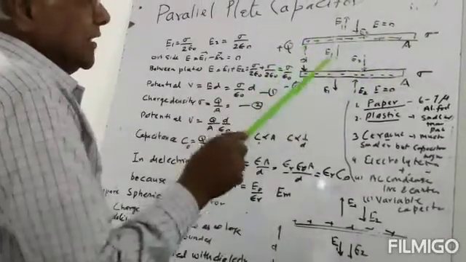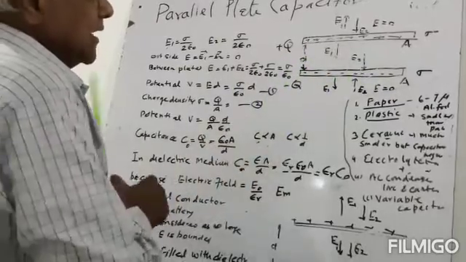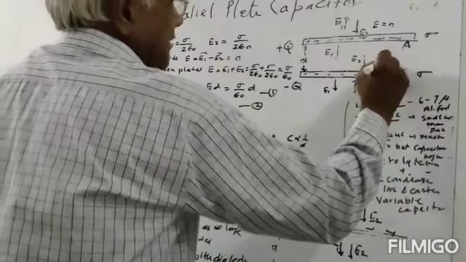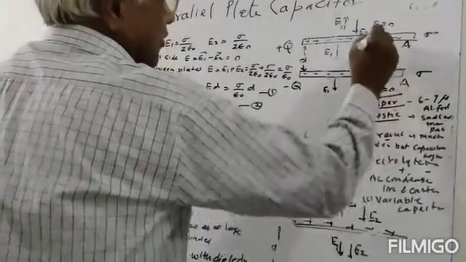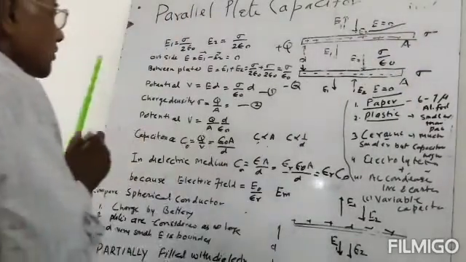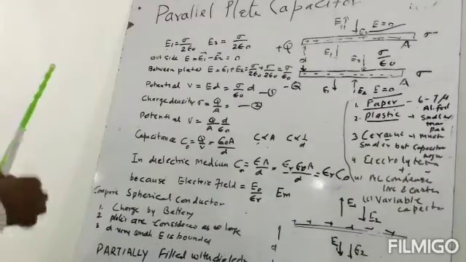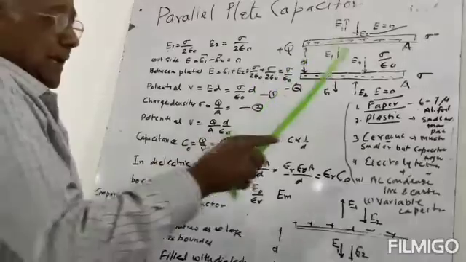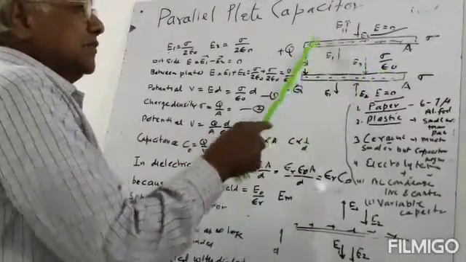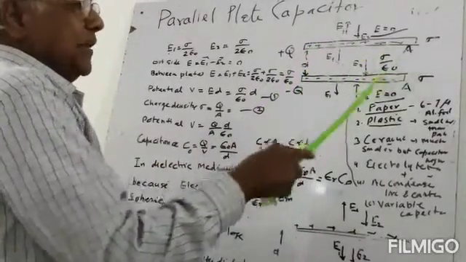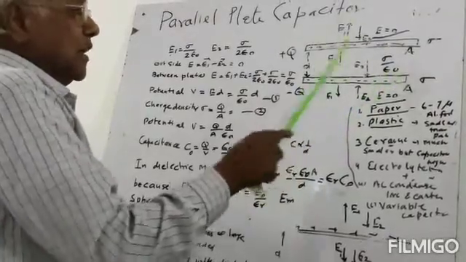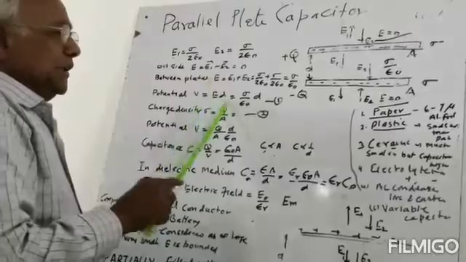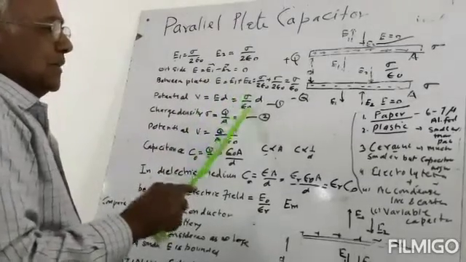So the total electrical field inside this is sigma by epsilon 0. Here the electrical field is 0. Here the electrical field is 0. So what will be the potential difference? The potential difference will be equal to the electrical field multiplied by the distance between the two plates. Electrical field is sigma by epsilon 0 multiplied by d. So the potential V will be equal to E into d, that is sigma by epsilon 0 into d.